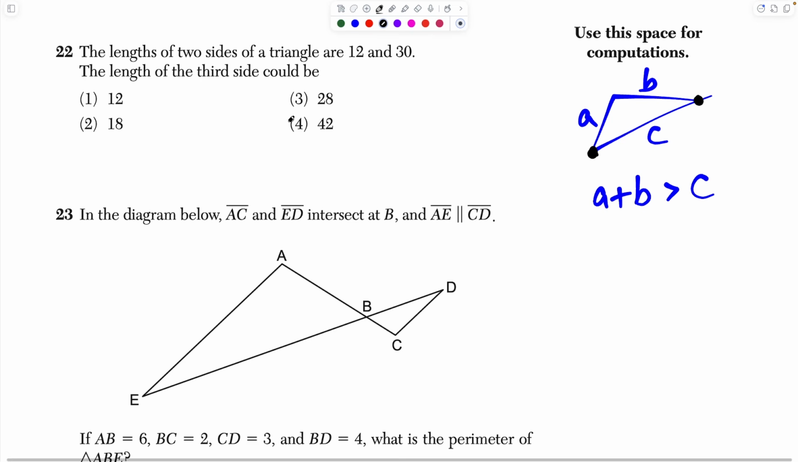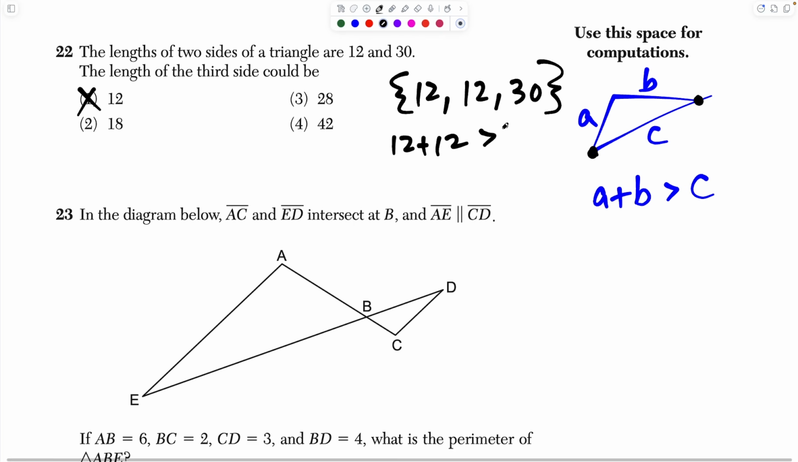But now you could just plug in all the numbers and see which ones work. So I know the third side can't be 12 because let's say here I just make space. So I have 12 and 30 at the end. If the missing side here were 12, well, 12 plus 12, the sum of the two smaller sides, is not greater than the third. I would get 24 is greater than 30, and that's a false statement. So that's how I know choice 1 is no good.